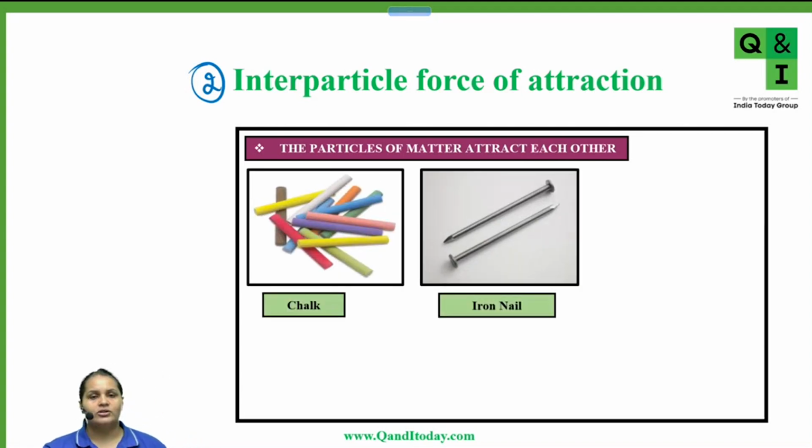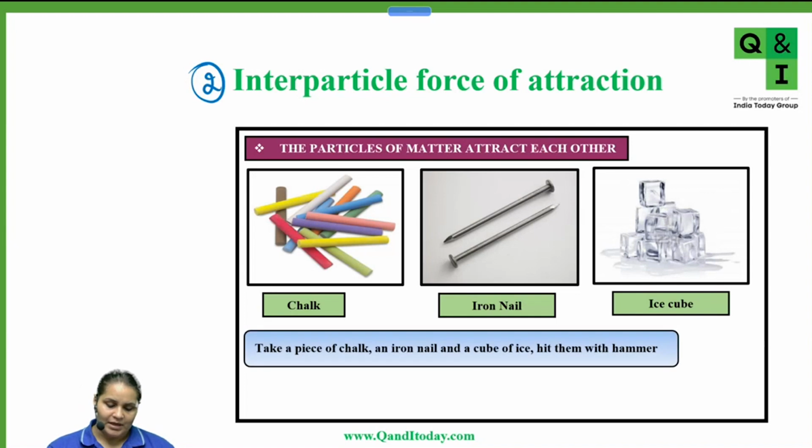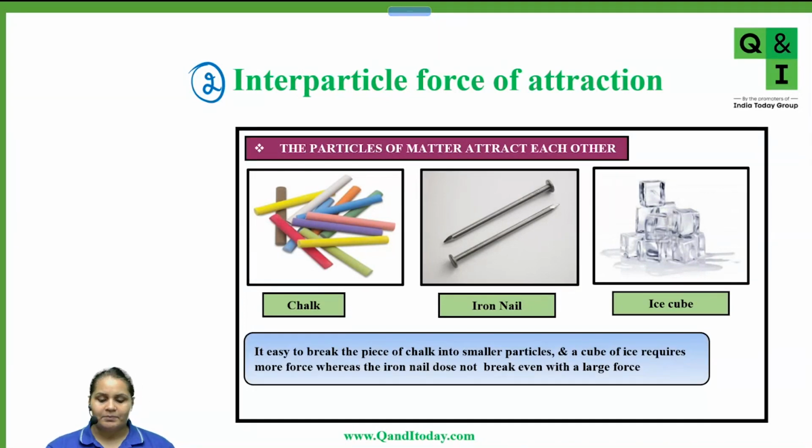So here are three objects: chalk, iron nail, and ice cube. If you hit them with a hammer, which do you think is going to resist breaking up? Iron nail. Exactly, iron nail. Chalk will break instantly, and the same with the ice cube, but the iron nail won't break. Why? Because the iron atoms present in the iron nail have strong forces of attraction between them. So the forces of attraction are strongest in the case of the iron nail. That's why it is not getting broken up by the hammer. So this is an activity which shows that particles of matter attract each other. The forces of attraction can be weak or strong.